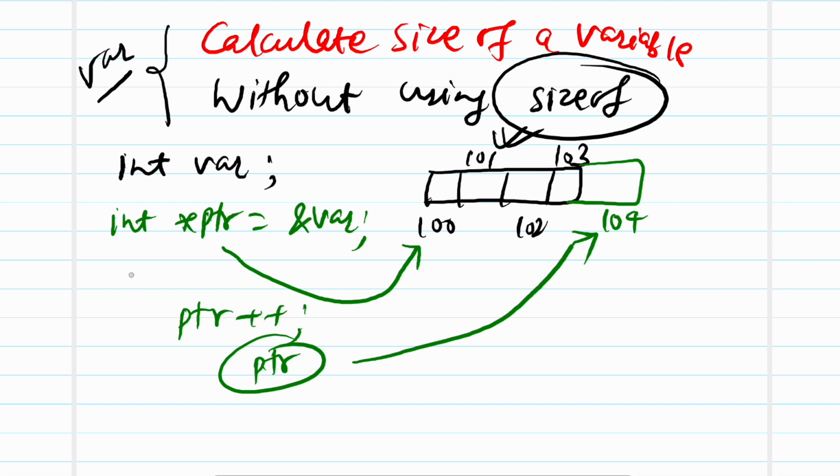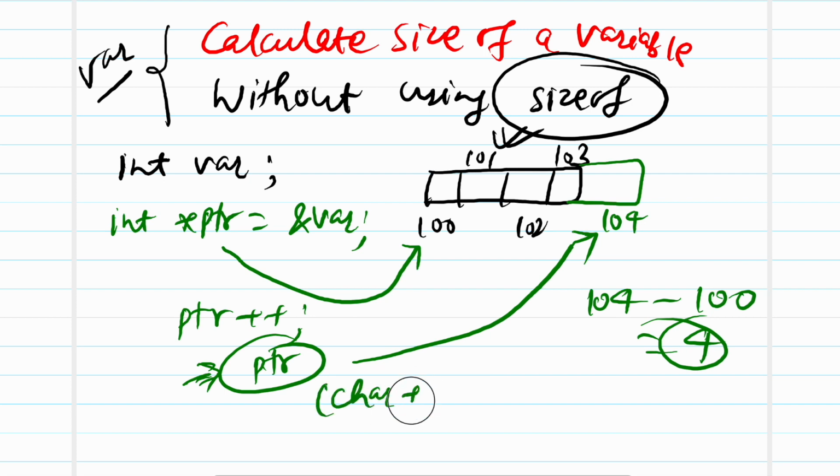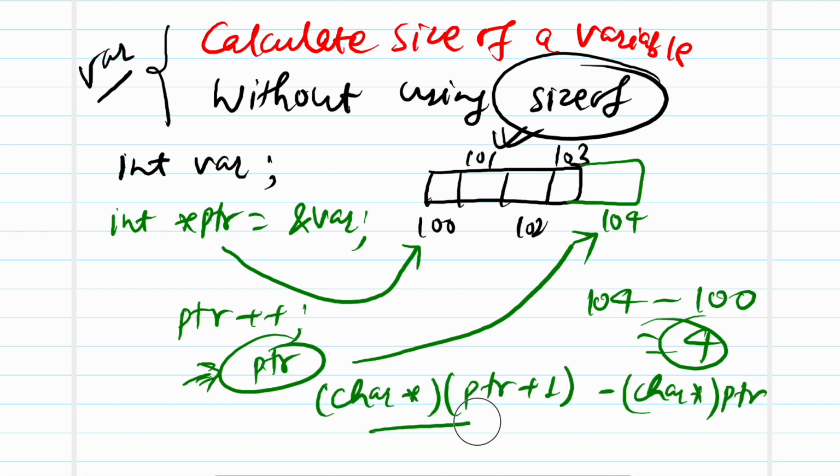So simply, if we subtract ptr here, ptr plus 1 minus ptr means 104 minus 100, then I'll get the size, right? So what I'm doing is I'll typecast this ptr plus 1 minus ptr. This typecasting is required to get the size, otherwise you will get the value 1.